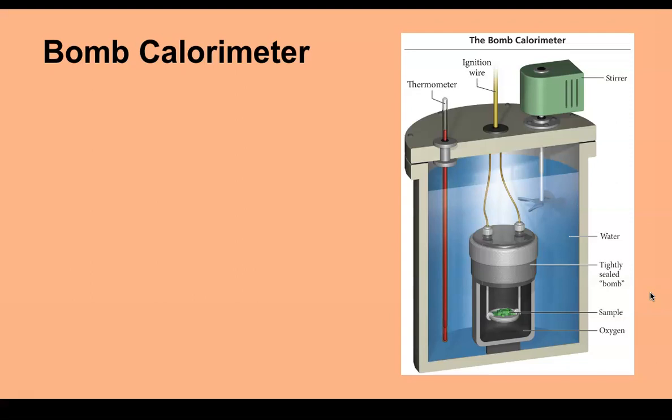You have a known amount of water. You have the initial temperature. And you basically ignite the food and blow it up. Little explosion inside that little vessel. Well, the energy given off by the explosion is absorbed into the water. So if I know how much energy is absorbed, that theoretically should equal how much energy was given off. Therefore, I can find out how much energy was in that sample of food, or whatever you used to test.